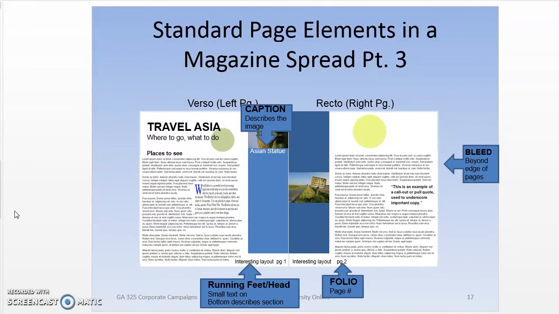Also, we have a caption, which describes an image. We have the bleed, which is beyond the edge of the page. Usually that's for more of the printing. We never really see that, or the end user never really sees that. That's the extra stuff that's getting cut off. You have your folio, which is your page number. And you have running feet and head, which is small text on the bottom that describes a section.